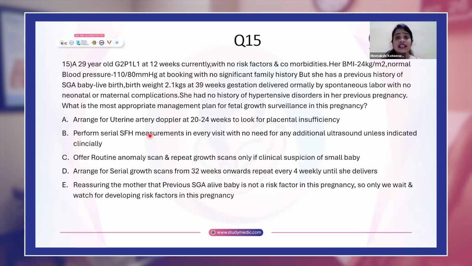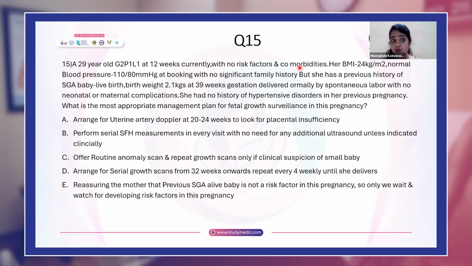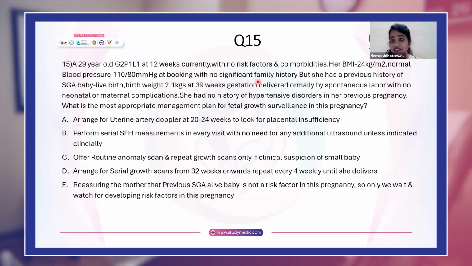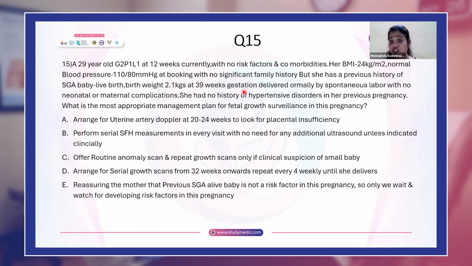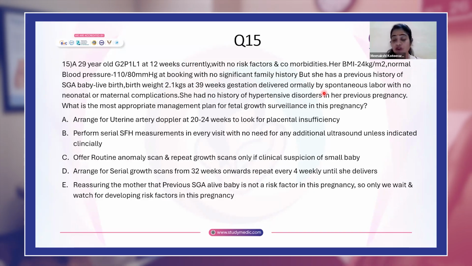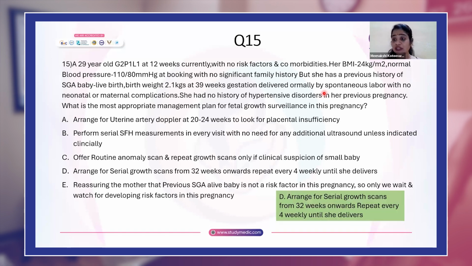The last question for today: a 29-year-old second gravida with a previous live child, at 12 weeks currently, with no risk factors or comorbidities, and her BMI is 24. Normal blood pressure at booking, no significant family history. But previously she had an SGA baby, live birth, with birth weight 2.1 kilos at 39 weeks of gestation, delivered normally by spontaneous labor, and there were no other neonatal or maternal complications. She has no history of hypertensive disorders in the previous pregnancy. What is the most appropriate management?